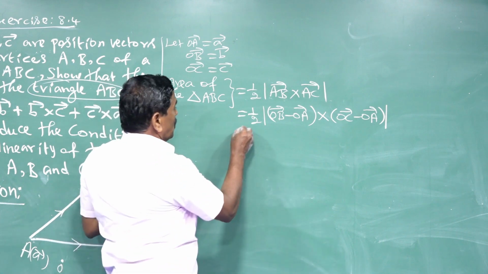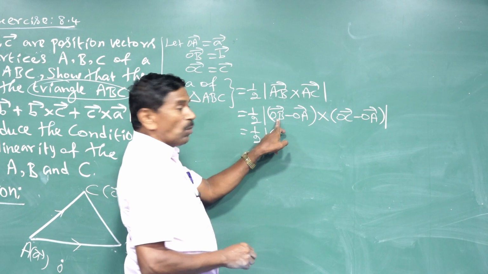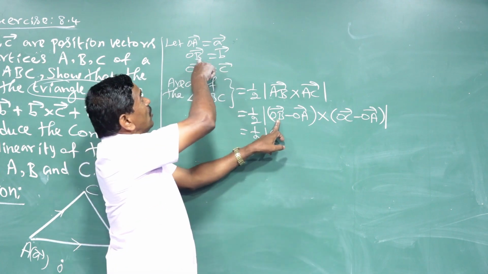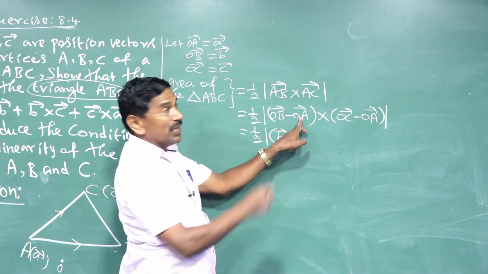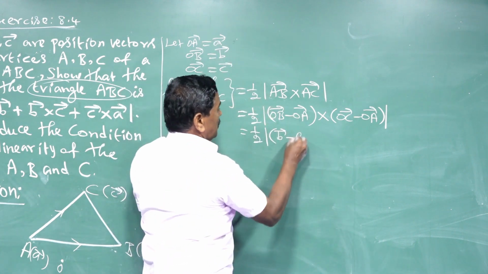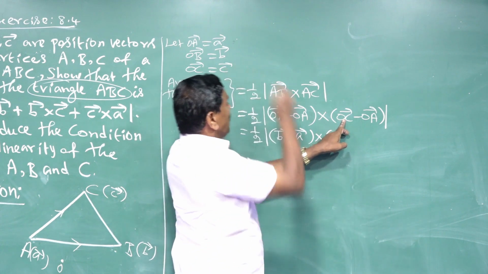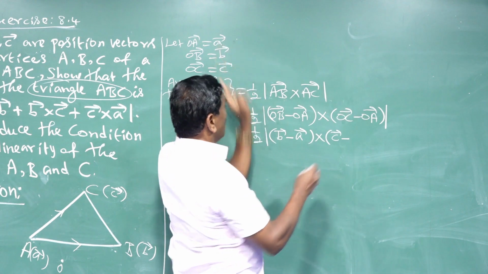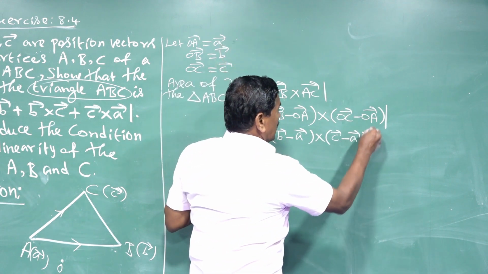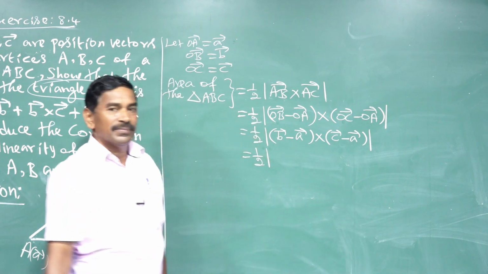Now just a substitution. What is vector OB? Yes, good. Vector OB equals vector B minus vector OA, which is vector A. Cross vector OC equals vector C minus vector OA, which is vector A. Complete the modulus. Which is equal to half into modulus.